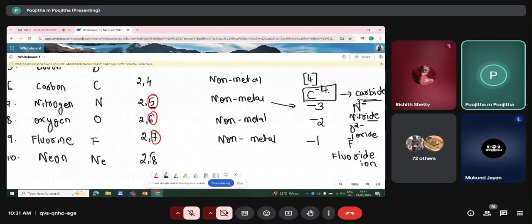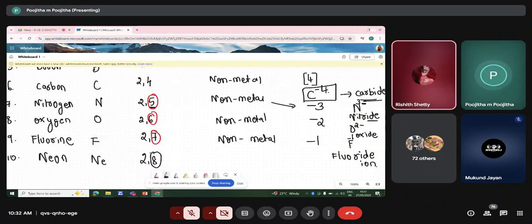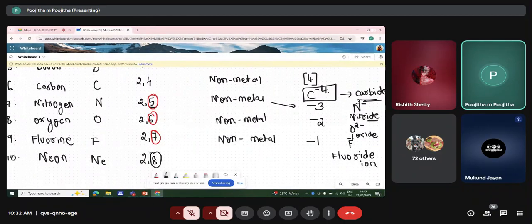What about neon? The outermost shell is 8, so it means it is complete. Correct. It is found in nature. Those elements which have 8 electrons in their outermost shell have no tendency to lose, gain, or share electrons. They are happy on their own. They are chemically non-reactive and stable. These elements are called noble gases, or also known as inert gases. So valency of neon is 0.